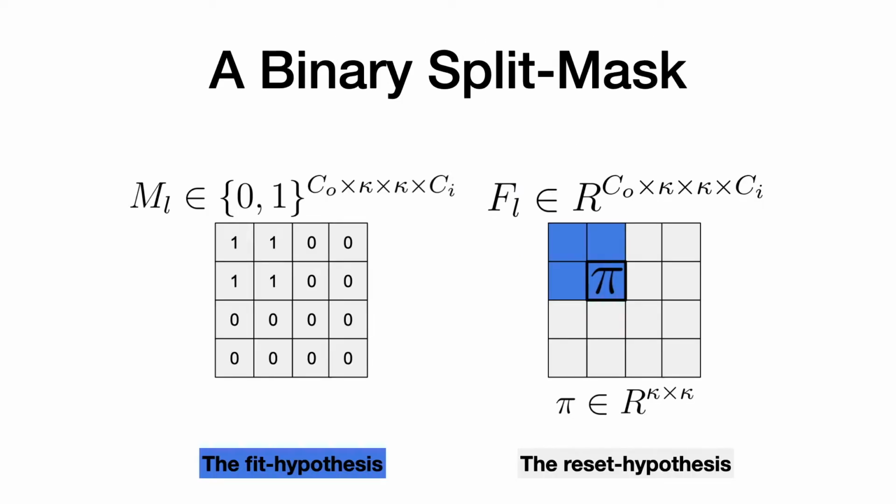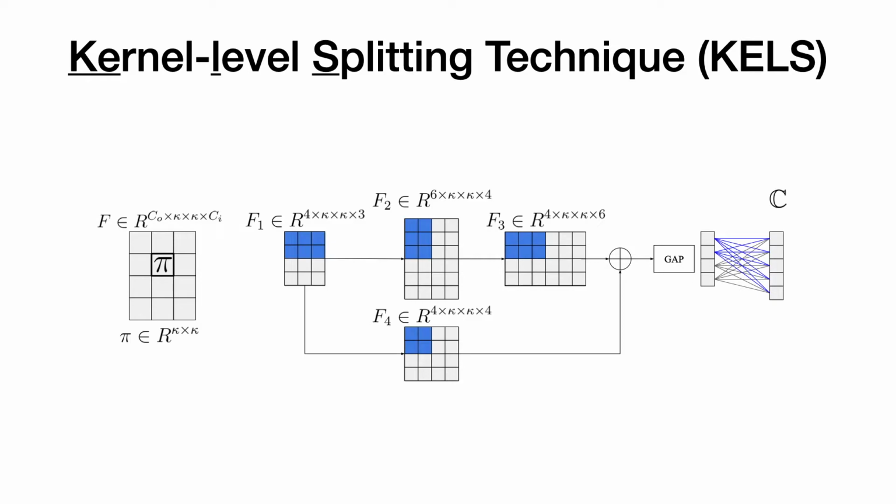In our paper, we propose two different splitting techniques. Both techniques use a binary mask M to outline the two parts of the network. We call the blue part the fit hypothesis, while the gray part is called the reset hypothesis. One of those splitting techniques is tailored for CNNs. It's called KELS because it splits the network using kernel granularity. For example, on the left-hand side, we show a toy convolution filter F with 3 input and 4 output channels. This filter has 12 2D kernels. For example, pi is a 3 by 3 kernel.